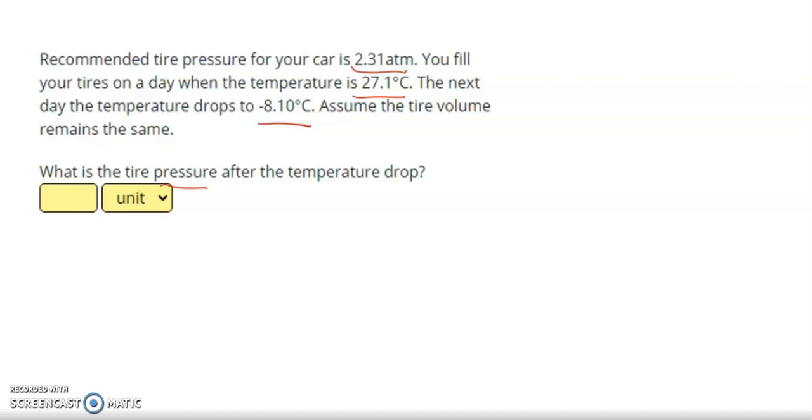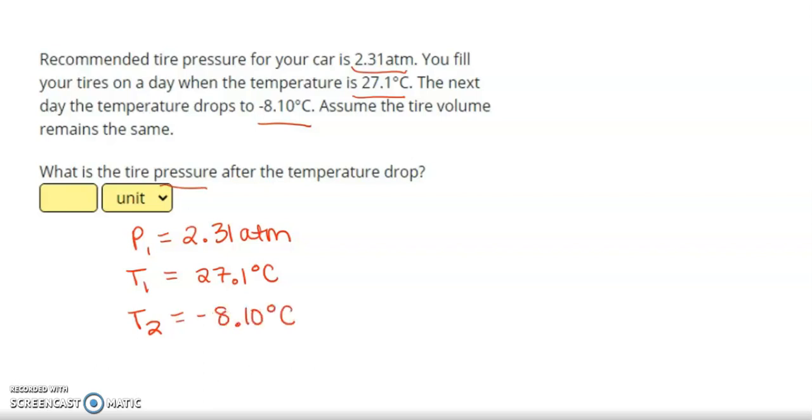Okay, so ATM tells me that's pressure. That's the initial condition, so pressure 1 equals 2.31 atmosphere. Temperature 1 is 27.1 degrees Celsius. And then when that temperature changes, that's T2, that's equal to negative 8.1 degrees Celsius. And I'm looking for the new pressure, or P2.